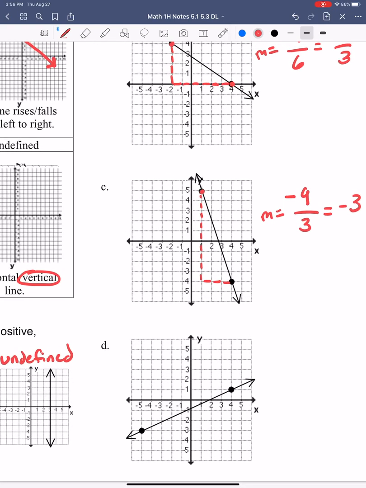And then finally, letter D, same idea, starting on the left. Okay, up 1, 2, 3, 4, so a rise of 4, and a run of 1, 2, 3, 4, 5, 6, 7, 8, 9. And there's nothing we can do to reduce that there, so that'll be my slope, 4/9.